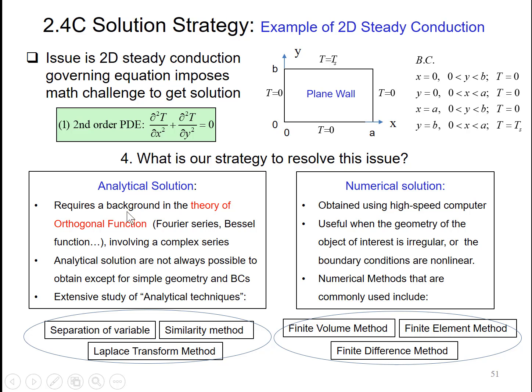For analytical solution, it requires a strong background in the theory of orthogonal function, such as Fourier series, Bessel function, and it involves a complex series. Due to this nature, analytical solutions are not always possible to obtain, except for simple geometry and linear thermal boundary conditions.